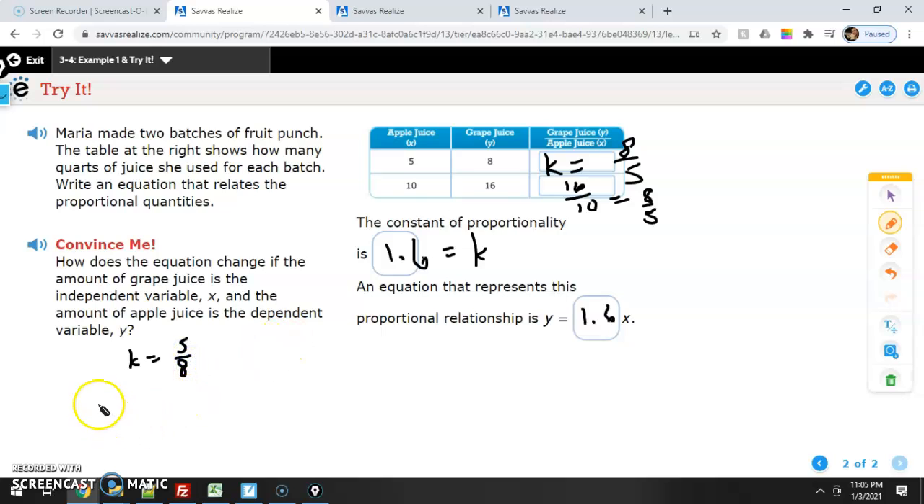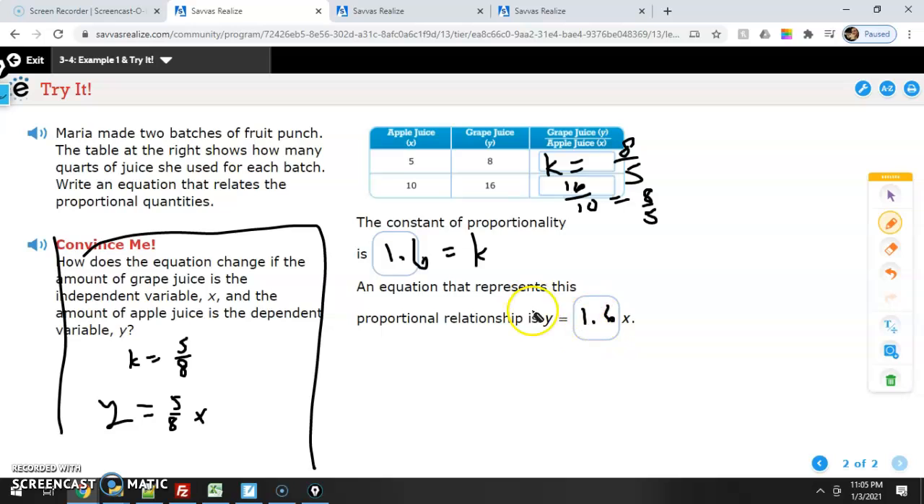And that would give you a different decimal. Or you could just use the fraction, really. So your equation would be y equals 5/8 x. But in this situation, you would have x be representing grape juice and y be representing apple juice. All right, so anyhow, that's the convince me question. But this is the equation that you're actually trying to find here for this particular table here. Remember, it's always y over x, and y here is grape juice.